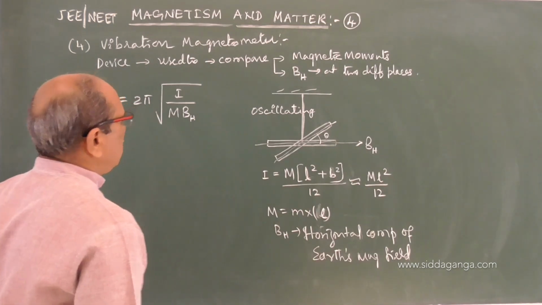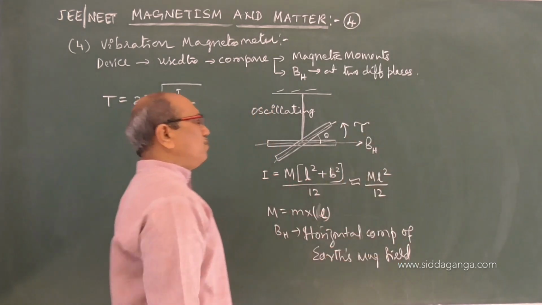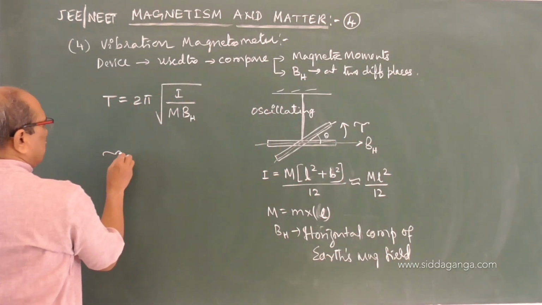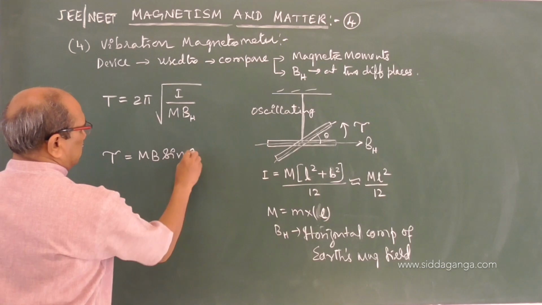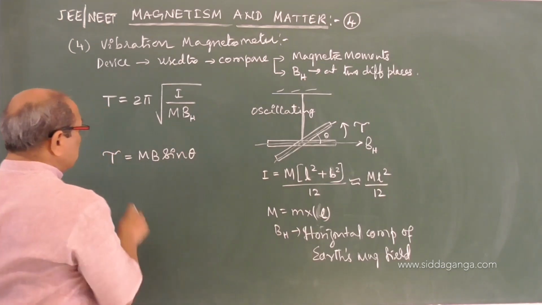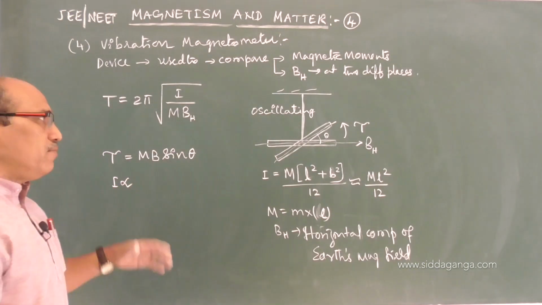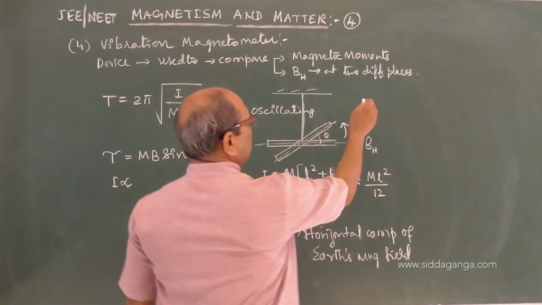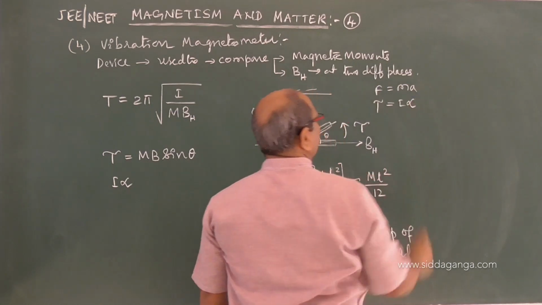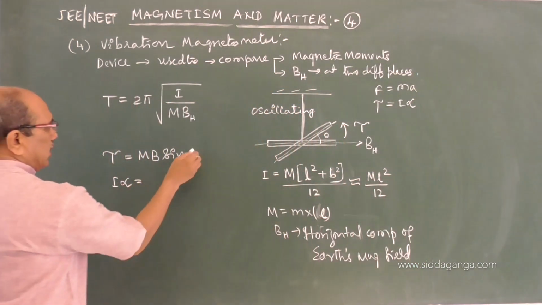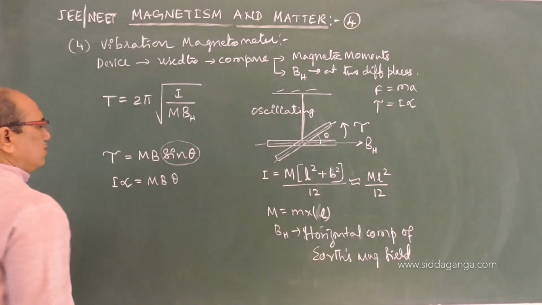So this is the relation. How does it come? When we tilt the magnet, the torque acting on it brings it back to the equilibrium position. How do we define torque? That is mB sin theta. In rotational motion, torque is equal to moment of inertia into angular acceleration. Force equals ma, you learnt. Rotational force equals I alpha. So I alpha, and as theta is small, I can write it as mB theta.